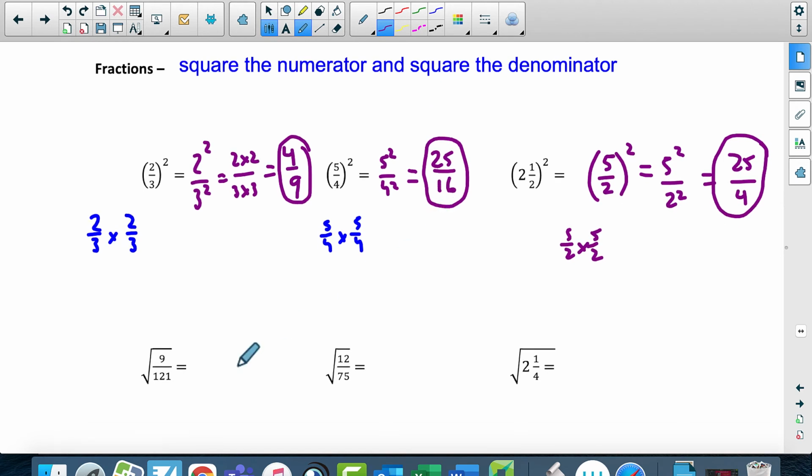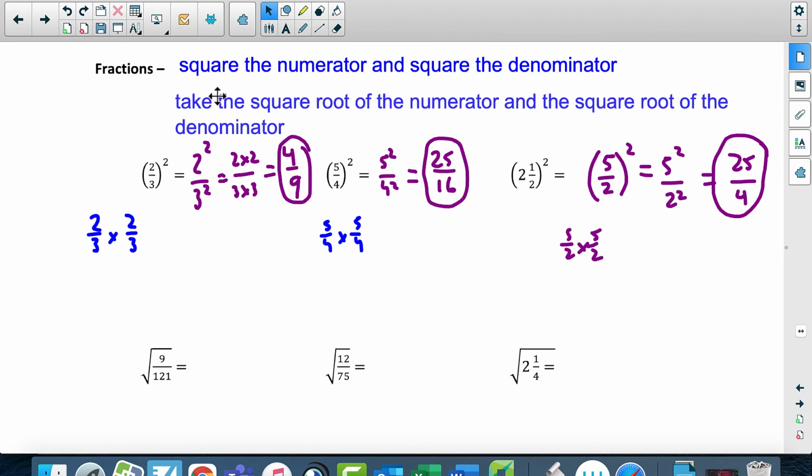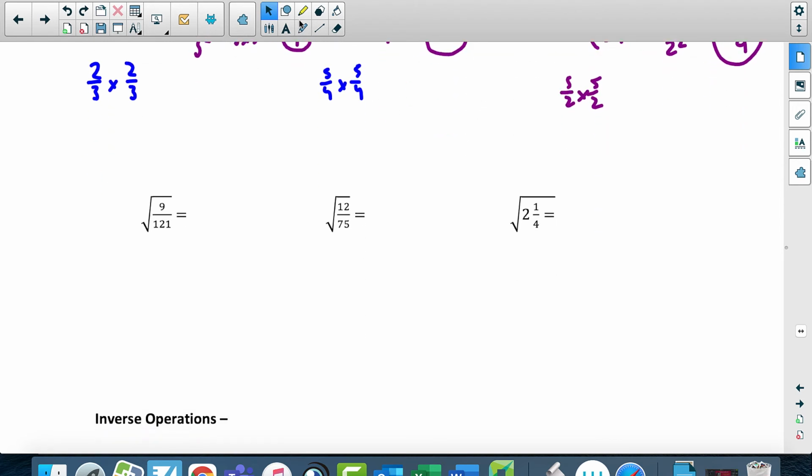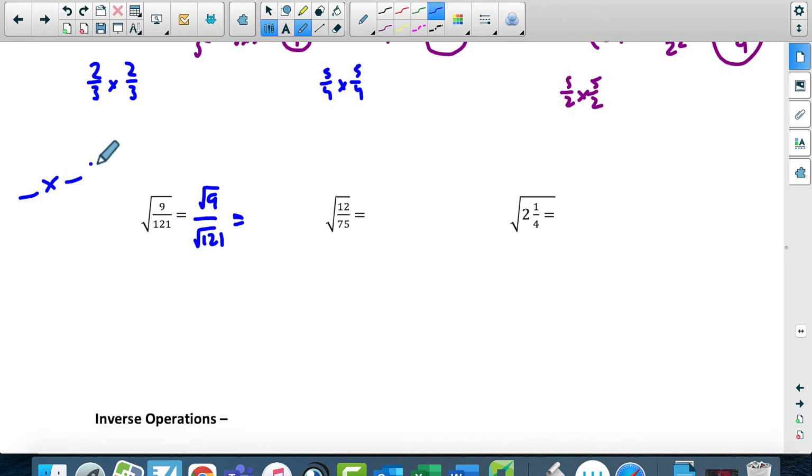Now, how about this? Now we're taking the square root. Well, it's kind of the same. If you're taking the square root of the fraction, take the square root of the numerator and the square root of the denominator. So, in the first one, the square root of 9 over 121 is the same as the square root of 9 over the square root of 121. Now you just need to remember what square root means. It means, what number do you multiply by itself to get 9? A number times another number, and it equals 9. Well, that's 3 times 3, so square root of 9 is 3.